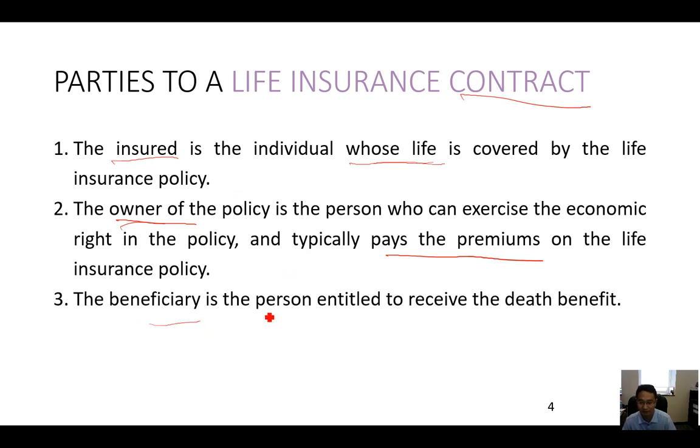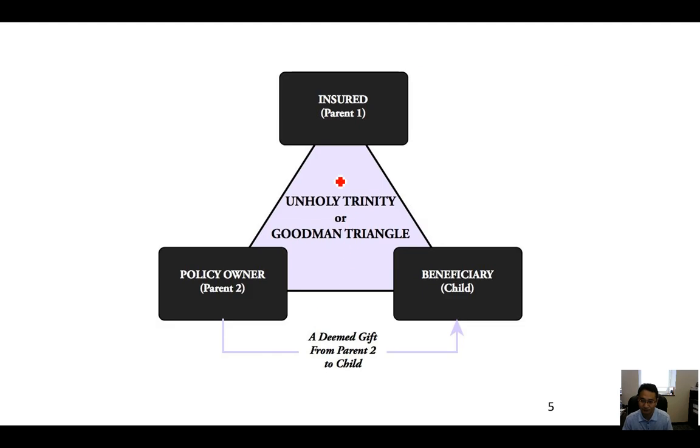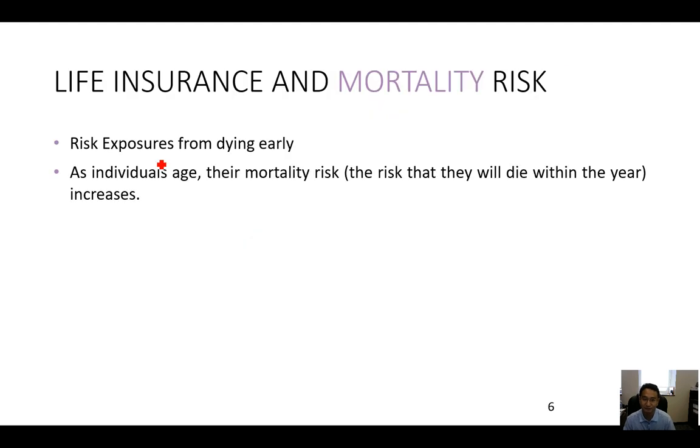And then the beneficiary is the person who receives the death benefits. So I have some insurance on myself. I'm the owner, I'm also the insured, and my kids and my wife are the beneficiaries. They have orders, primary and secondary. It's fairly easy to understand.